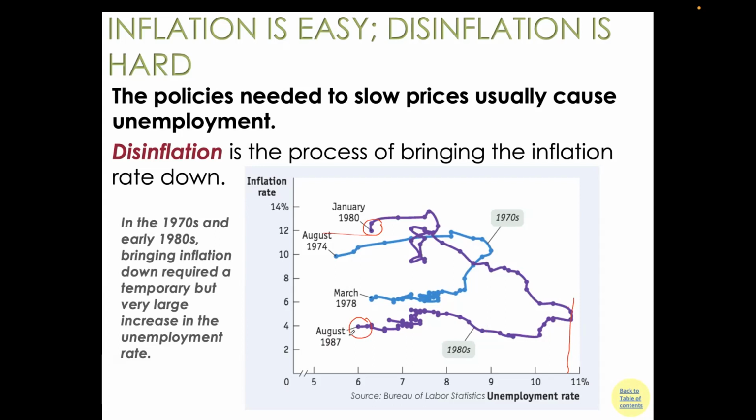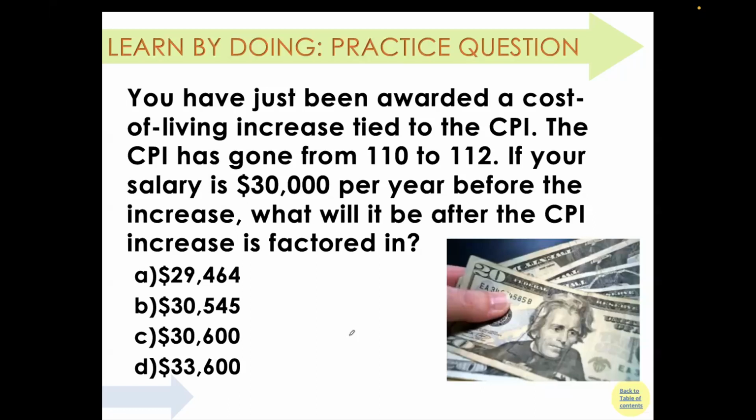All right. Okay, there's one more question, and then we finish this chapter. You have just been awarded a cost of living increase tied to CPI. CPI has gone from 110 to 112. If your salary is 30,000 before the increase, this question asks what it will be after the CPI increase is factored in.